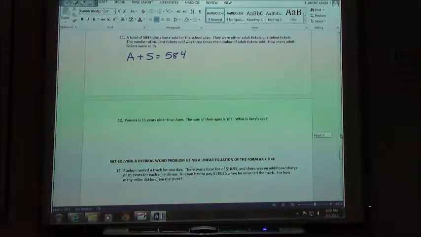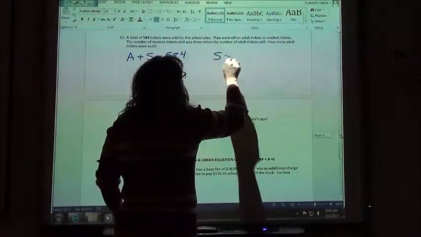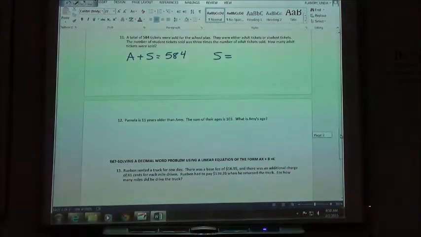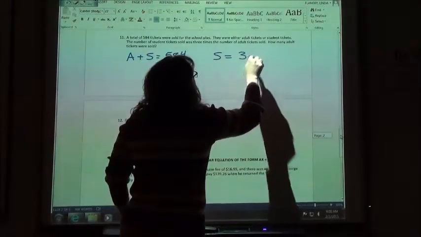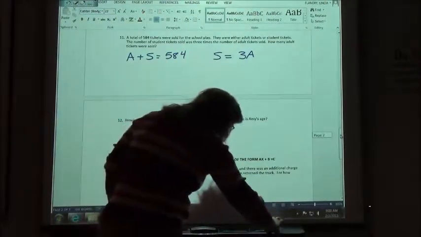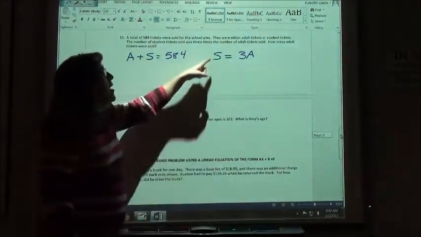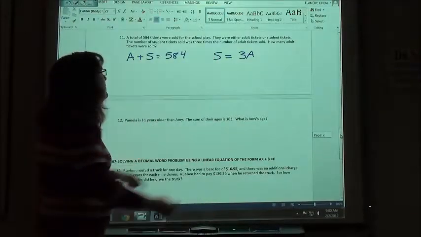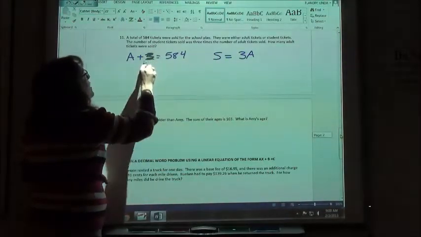The number of student tickets sold was 3 times the number of adult tickets sold. So whichever one's mentioned first, in this case the student tickets, is going to be equal to the other part of my equation. How do I show 3 times the adult tickets? 3A. So I've got my 2 equations. I'm going to solve by substitution. I'm going to replace the S with 3A.